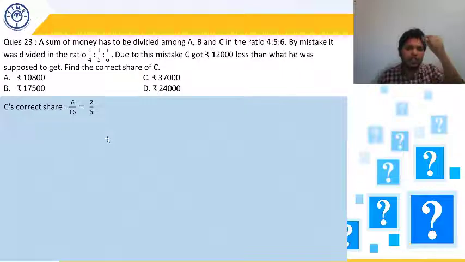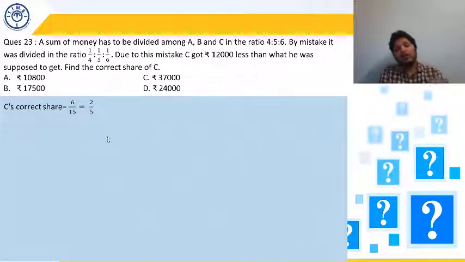So A share is going to be 4 parts, B share is going to be 5 ratio points, and C share is going to be 6 ratio points or 6 parts. So what is C share? C share is 6 upon total. What is total? 4 plus 5 plus 6, which is 15. So C share is going to be 6/15 of the total amount which is to be divided. So can I say C share is 2/5 or 40% of the total share which has to be divided?